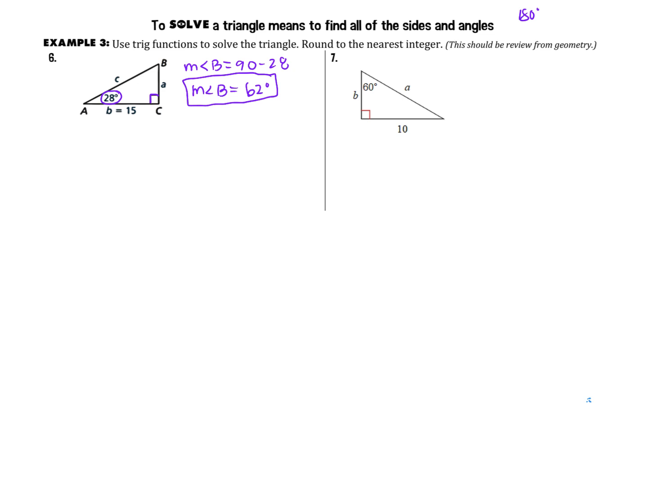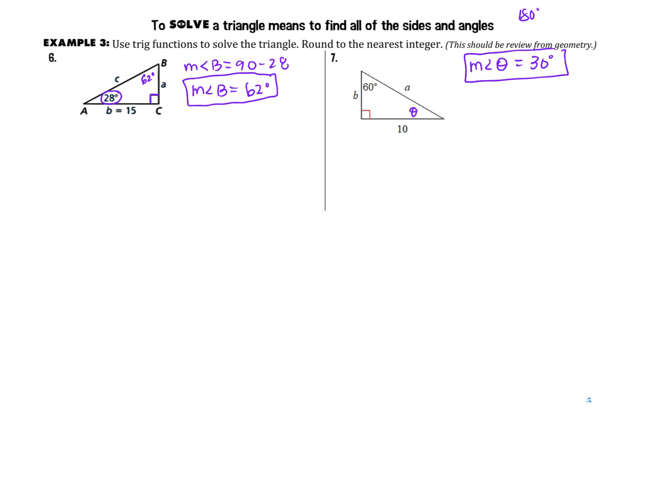All right, number 7 isn't labeled well, so I'm going to call this theta. So the measure of angle theta is going to be 90 minus 60, which is going to be 30 degrees. Okay, now to find the side lengths B, C, and A, depending on what we are given, we can use any trig function that we like. We can also use either of the angles that we have.